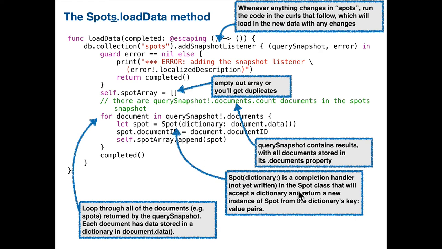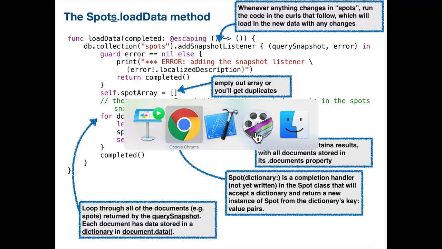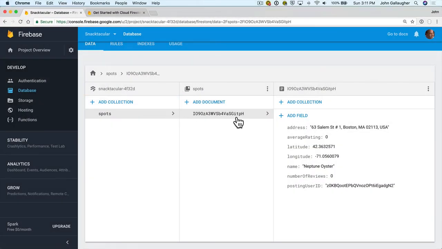And we're going to write a completion handler, which we haven't done before. And it's going to do the opposite of the calculated property for dictionary. It's going to accept a dictionary, and it's going to initialize a new instance of spot. It'll create that spot. The one thing that we don't have in the dictionary is the document ID. And that's because if I go over and take a look at what this thing looks like, this is all the data that will be in a dictionary.